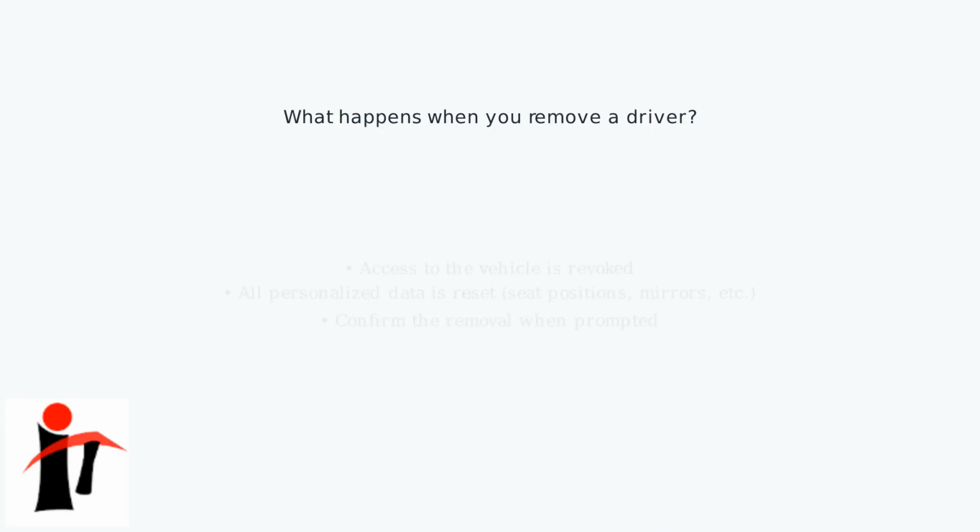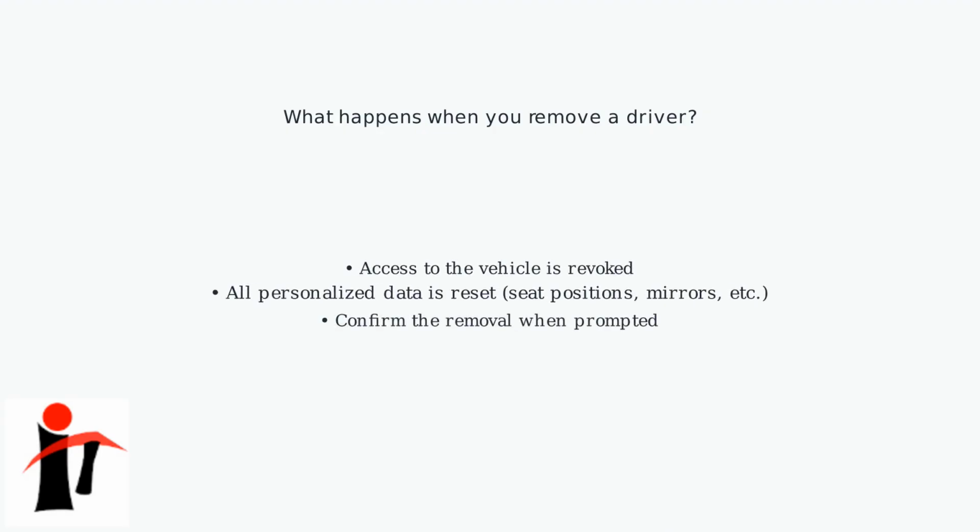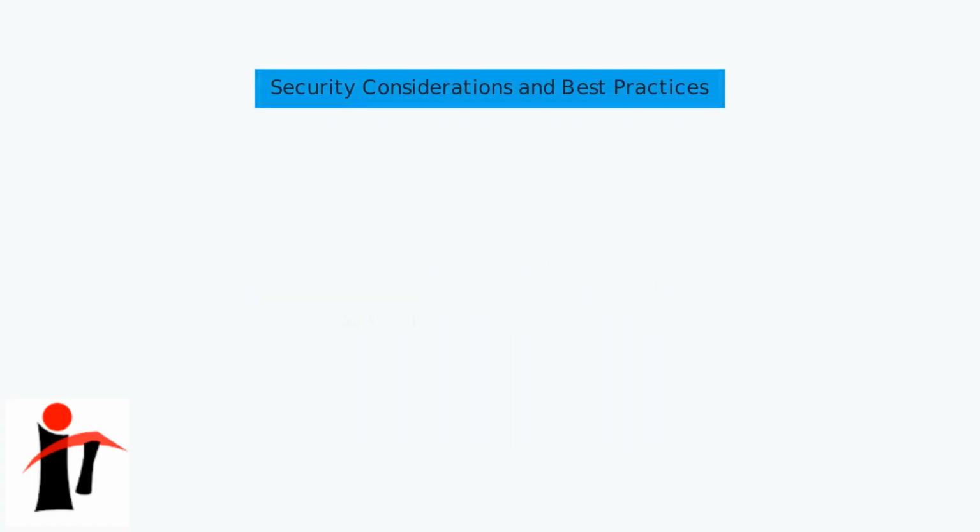Removing a driver revokes their access to the vehicle and resets all data linked to their profile, such as seat positions and mirror adjustments. You'll need to confirm the removal when prompted for security. Security is a top priority in Tesla's driver management system. Tesla uses secure APIs and encryption to protect all driver data and communications. This ensures that your vehicle's access controls remain private and tamper-proof.